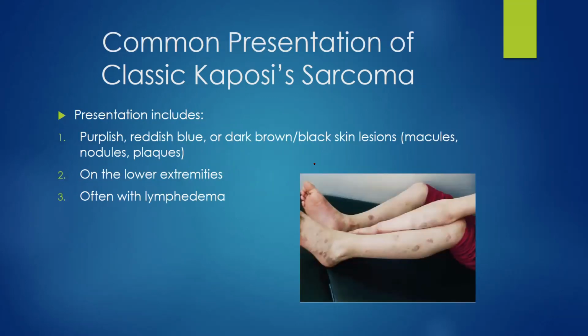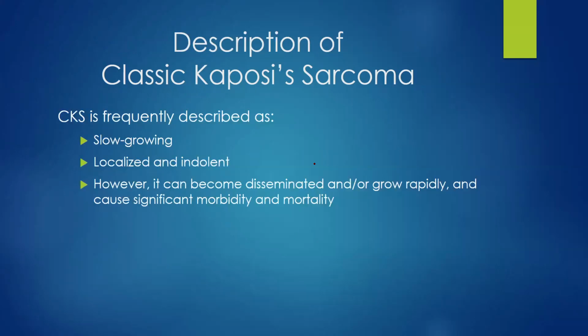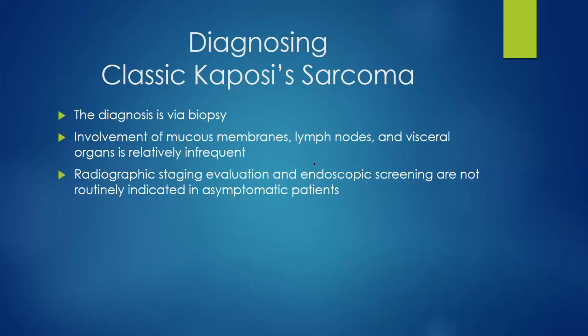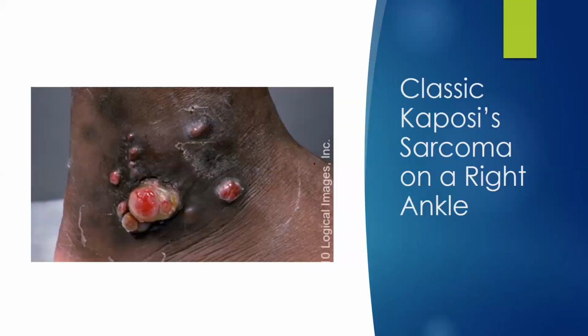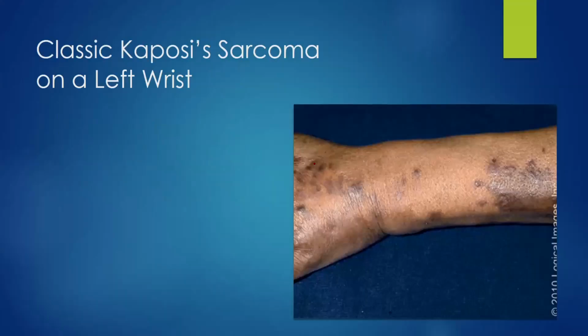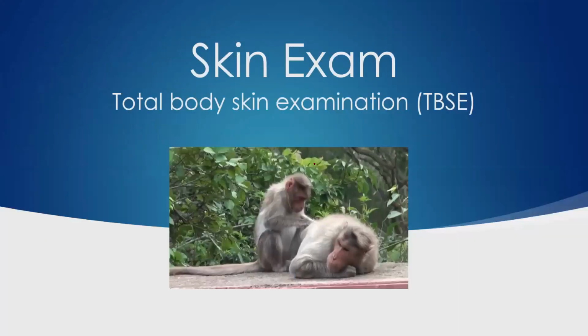Here are some more pictures. Slow growing, localized, however, it can also move around. You can do radiographic staging to stage how advanced it is. Here's another form. There's somebody's wrist.